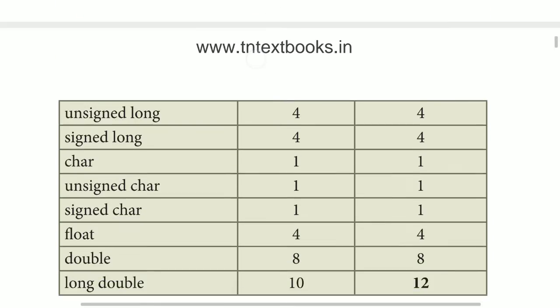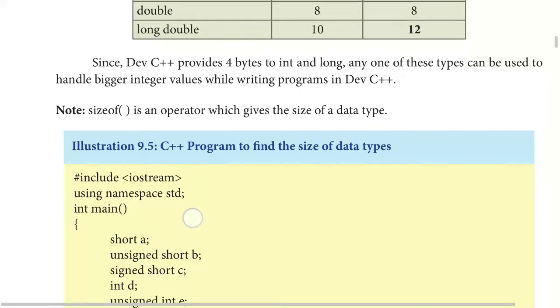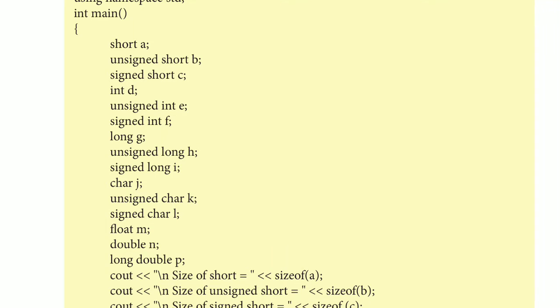Next, you can see that there is a small program to show all these examples. Sizeof is a predefined function that will tell you how much memory space is being used for a particular variable. Here you can see that they have declared all the different modifiers and their particular data types.